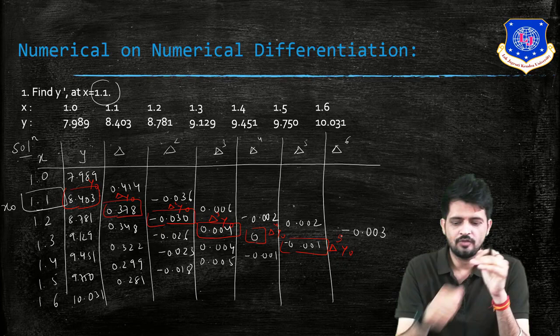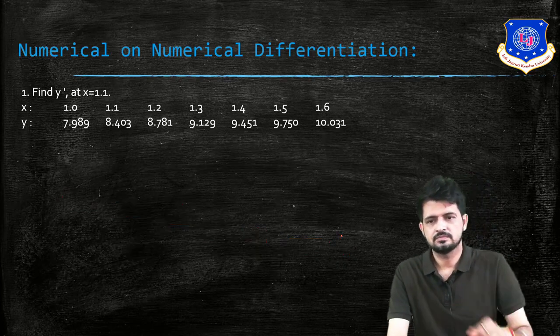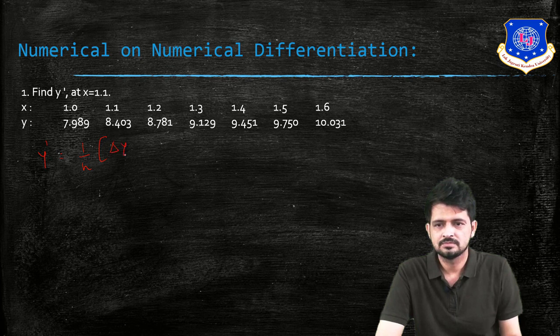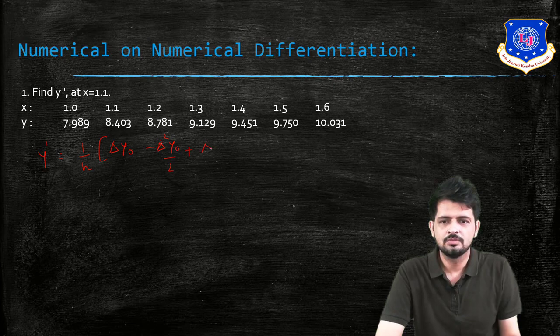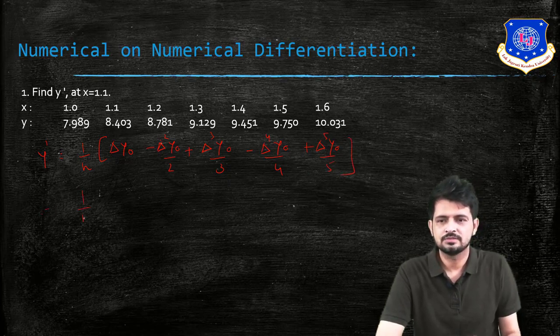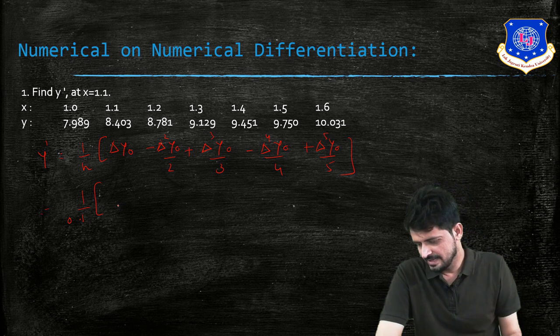So let us place all of those values. First of all, let me write the formula for y dash. It can be written as 1 upon h into del y0 minus del square y0 by 2 plus del cube y0 by 3 minus del raised to 4 y0 by 4 plus del raised to 5 y0 by 5. What is the value of h? h is equal to 0.1, so 1 upon 0.1 into del y0.